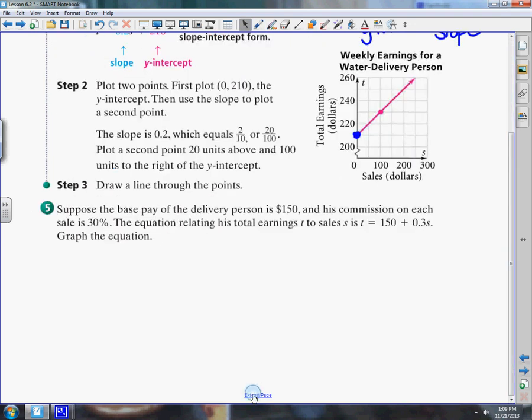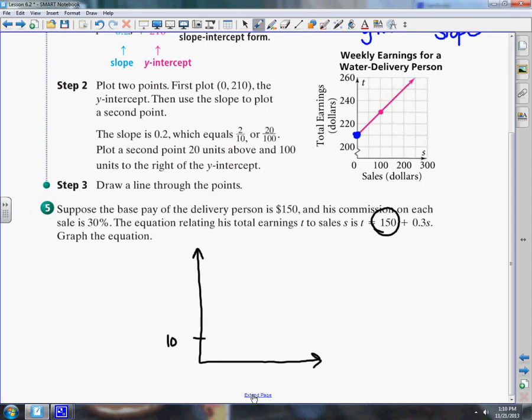You could do either one. So, suppose the base pay for the delivery person is $150 and his commission on each sale is 30%. The equation relating his total earnings is T equals 150 plus 0.3s. Graph the equation. So try this. Okay, so you're going to draw your graph, and I'm making it an L graph because it's all positive. It's money, and it's based on pay, so it's going to be positive. So I'm going to start at 150 because that's my y-intercept.